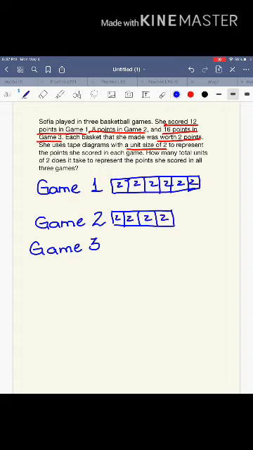Okay? And game number 3 was 16 points. So I need more because it's 16 points. And how many little squares do I need? I need 8. So this is kind of an easier way to count it. Okay, and each unit size is worth 2.